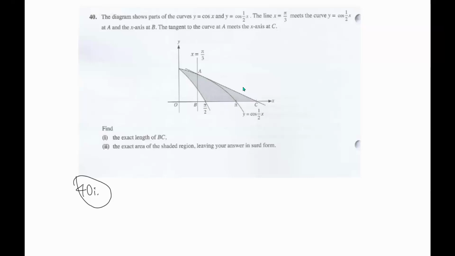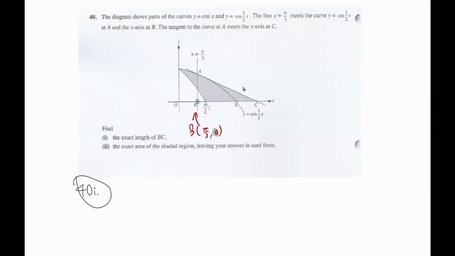So BC, that just means we need the coordinates of B and the coordinates of C. Can you tell me what's the coordinates of B straight away? X is pi over 3 and y unknown. 0, right? Because it's on the x-axis, so it's a 0. Okay. How about C?